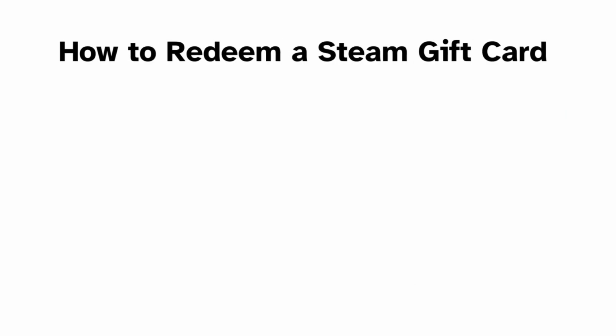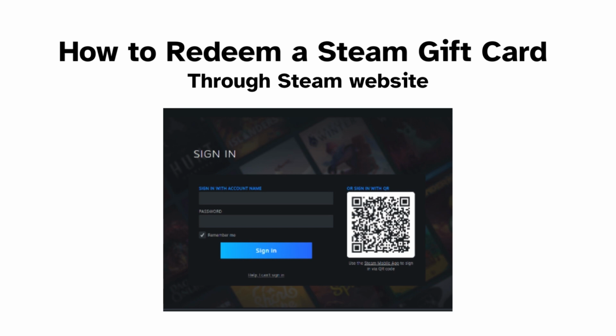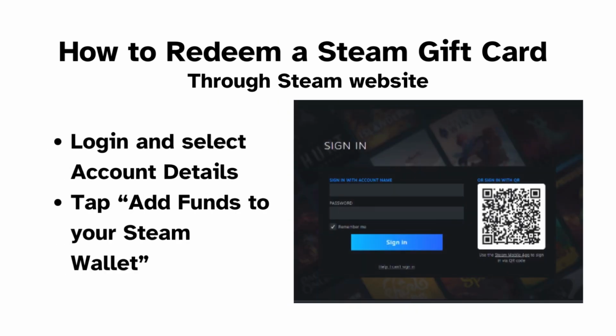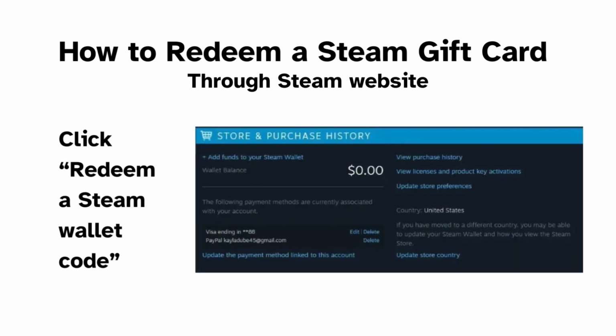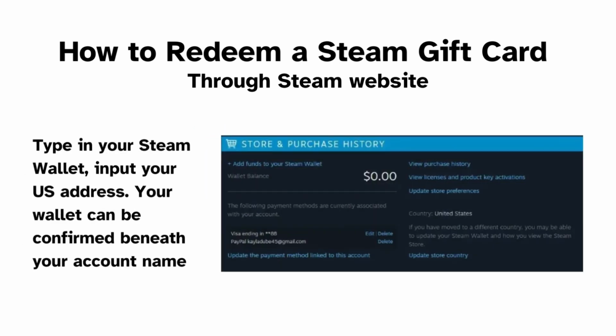Now let's talk about how to redeem a Steam gift card through the Steam website. So first, log in and select account details. Tap add funds to your Steam wallet. Then click redeem a Steam wallet code. After that, just type in your Steam wallet code and input your US address. Your wallet can be confirmed beneath your account name.